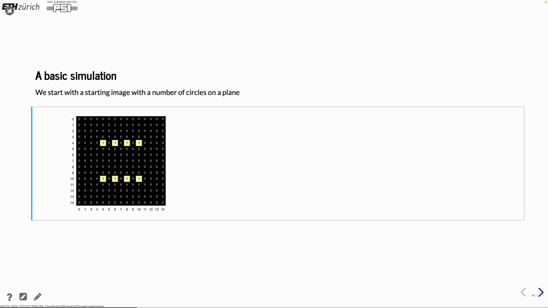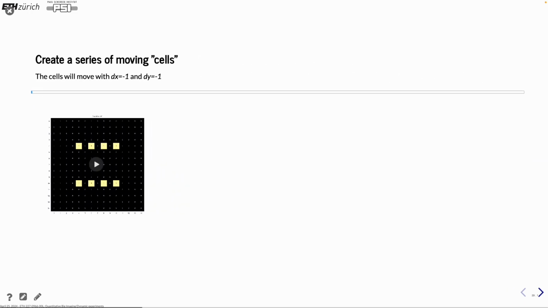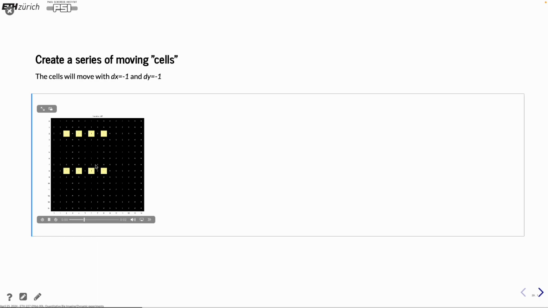And first of all, just for playing with the simulation, we have this basic simulation where we have 8, well, it says circles, but it's actually squares, so it's single pixels. So we only have a black and white image, and we want to see some motion in it. And the motion we have is dx and dy is -1, so we are moving up to the upper left corner. So this is the moving process that we want to look at.